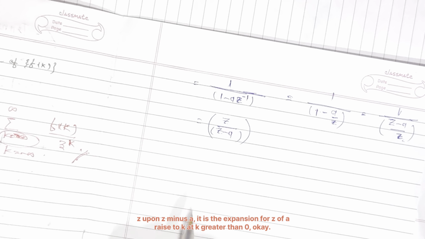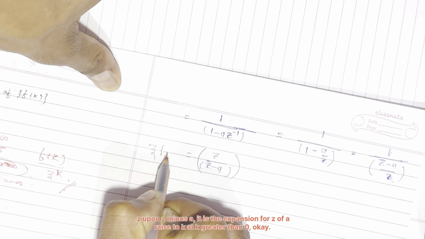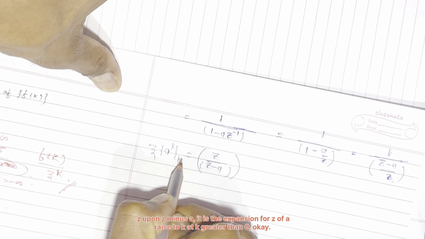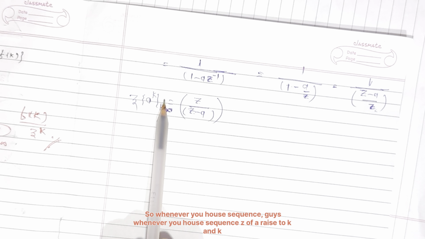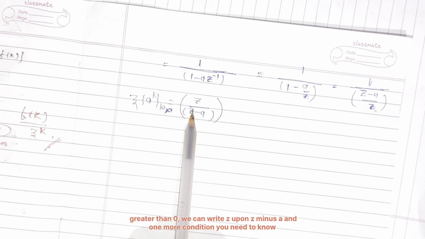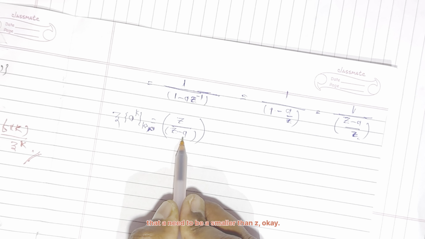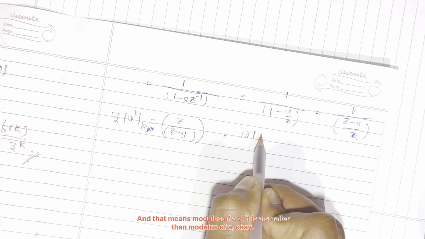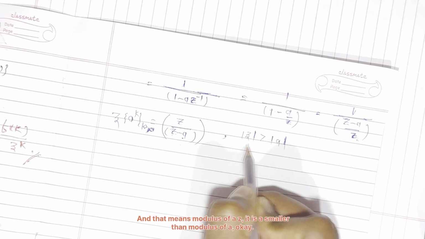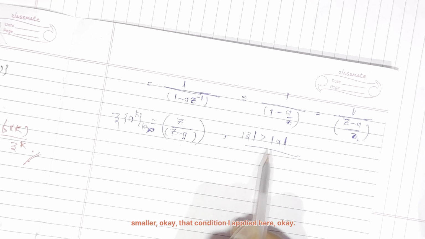Okay guys, z upon z minus a is the expansion for the z transform of a raised to k, for k greater than 0. So whenever you have the sequence a raised to k with k greater than 0, we can write z upon z minus a. And one more condition you need to know: modulus of a upon z needs to be smaller than 1, that is, this term needs to be smaller. Now in a geometric progression we take this one as smaller. That condition I applied here.